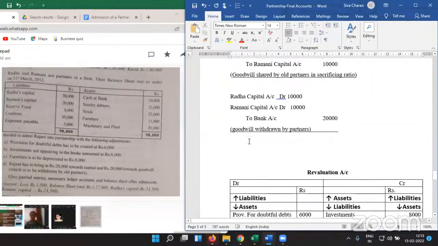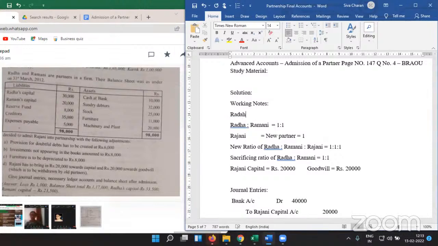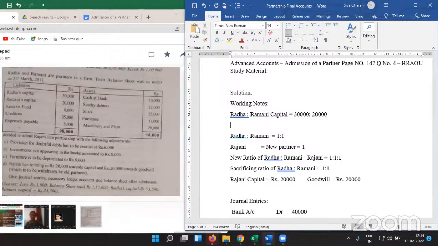I'm changing it again. As we are not getting the balance sheet total, I'll redo this. Working notes: Radha and Ramani capital. Radha and Ramani capital 30,000 is to 20,000, right? So their profit ratio is 3:2.